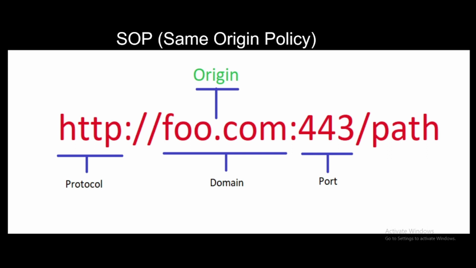Before starting the actual topic, what is SOP? Here one word comes into the picture. That is origin. So, what is origin? Origin includes the protocol, domain, and port. Here is one example: http://foo.com:443/path. Here, http is the protocol, foo.com is the domain, and 443 is the port. All three combine to become the origin.